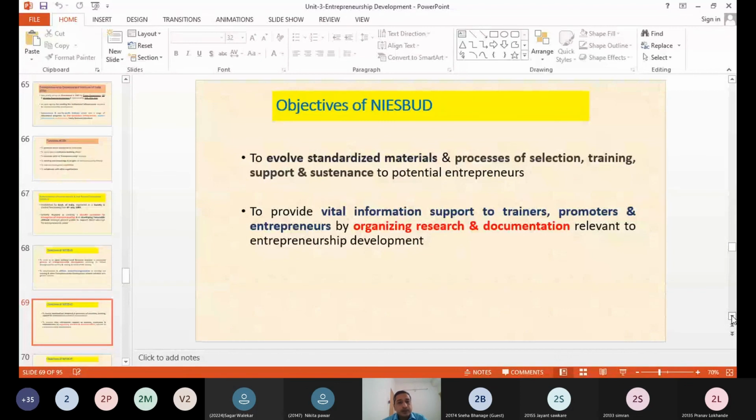Other objectives of NISBUD are to evolve or formulate different standardized materials and processes of selection, training, support, and sustenance to potential entrepreneurs, providing vital information that supports the trainers, promoters, entrepreneurs by organizing research and documentation which is relevant to entrepreneurship development.